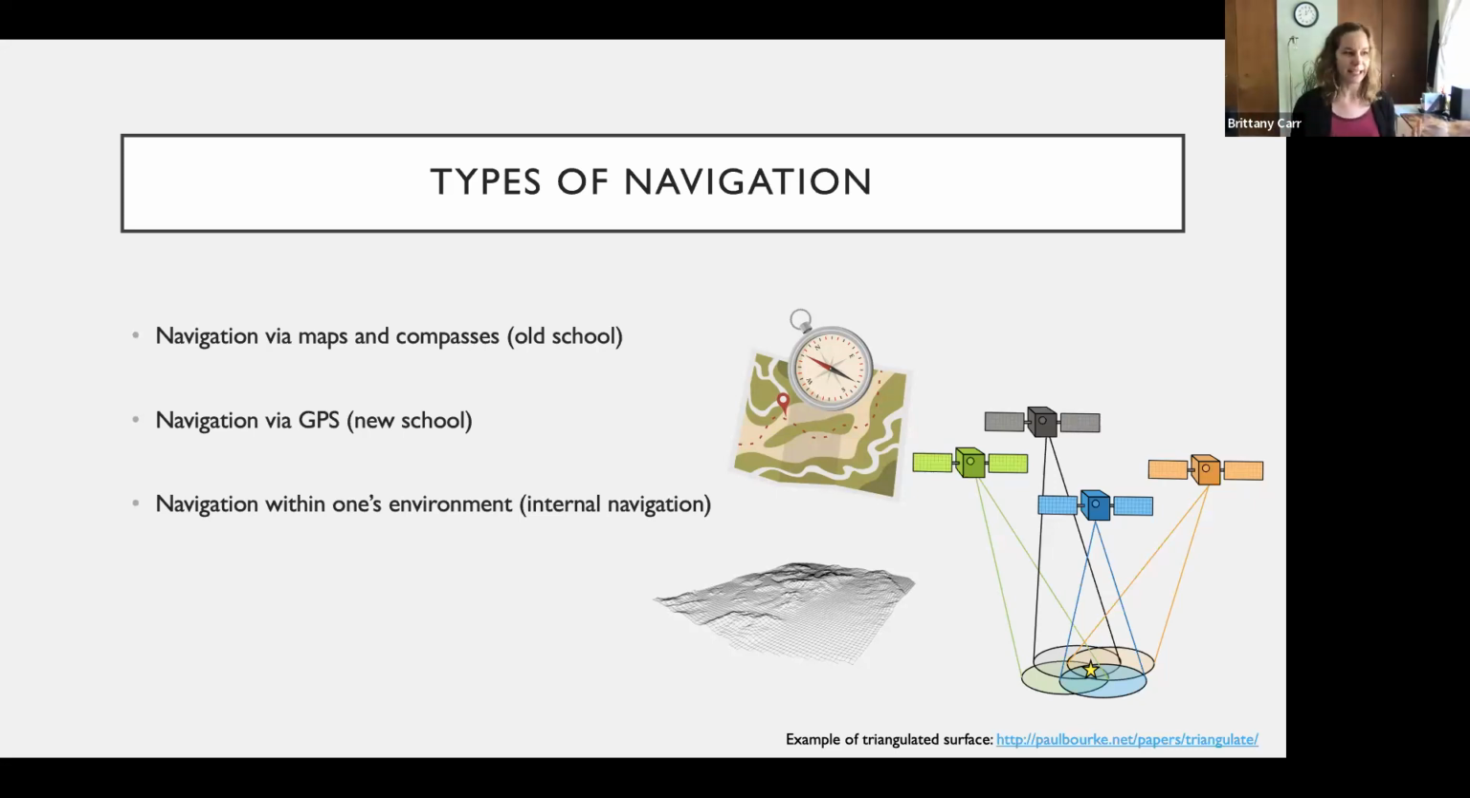So that's all well and dandy, but we also want to be able to navigate within our own environment, right? So if you're in your house, your office, you want to be able to get to the restroom, the kitchen, all of those good and important things. And we don't really use GPS or a map or a compass. We use some sort of internal navigation. So we know where we are, we know where we want to go, and we kind of know how to get there. And if we don't, humans are pretty good at figuring it out. So that's really what we're going to be talking about today. And that's the navigation within one's environment, or this thing that I'm going to call internal navigation.